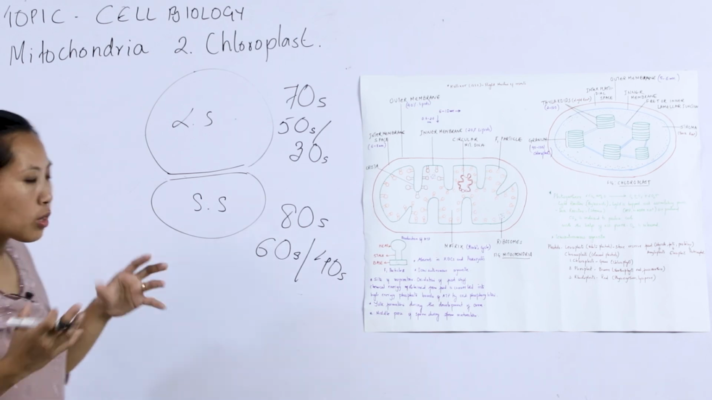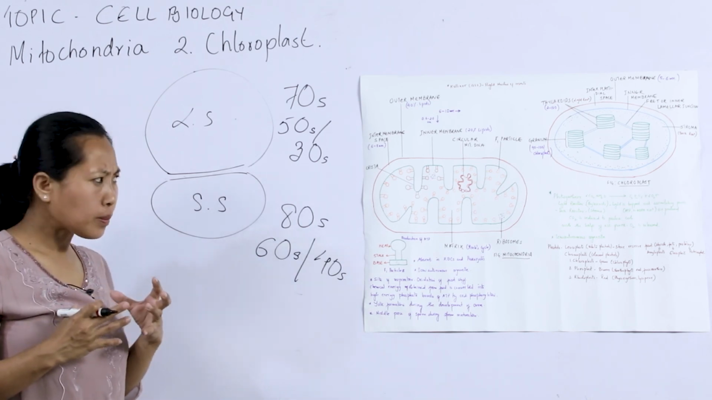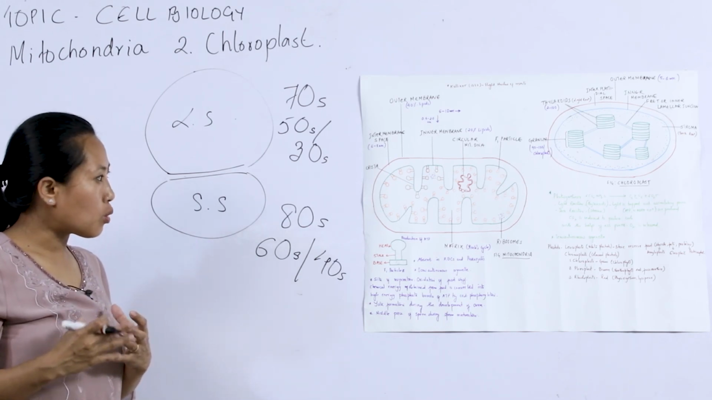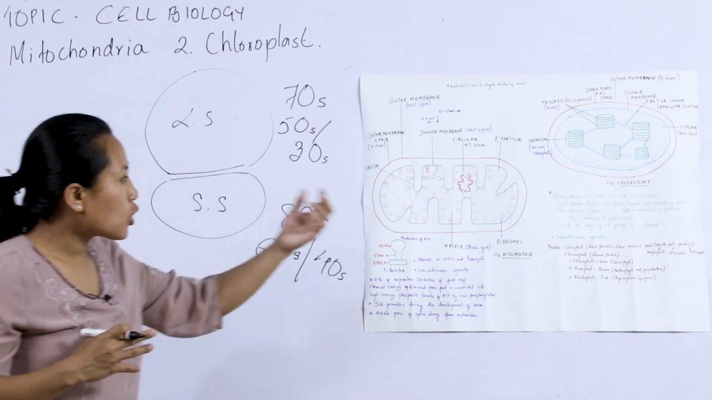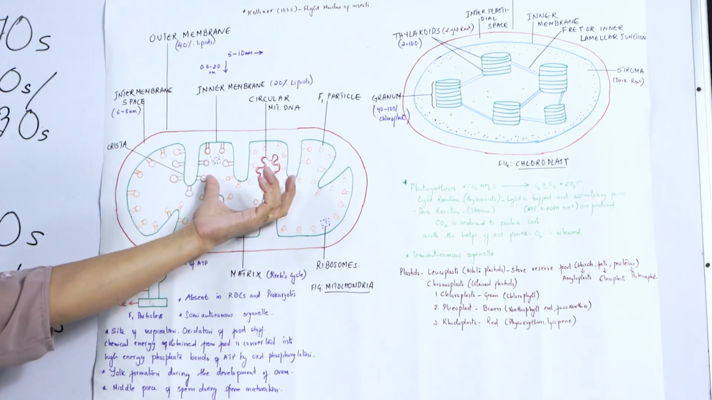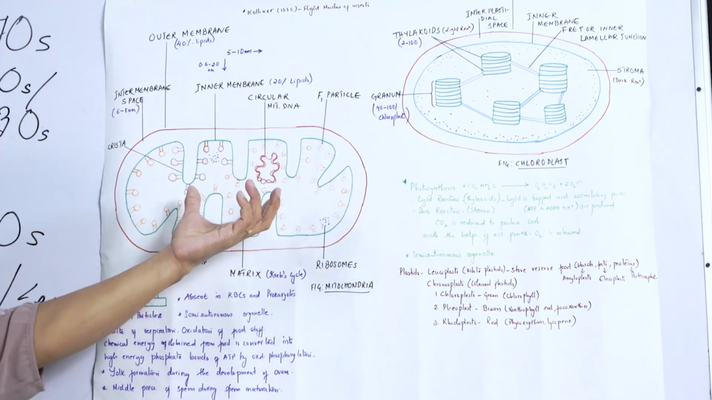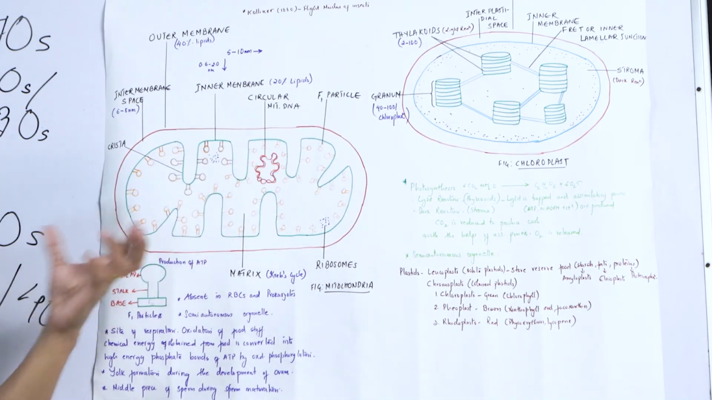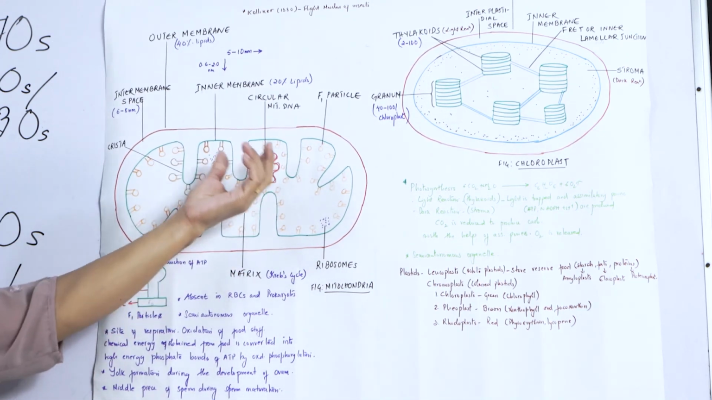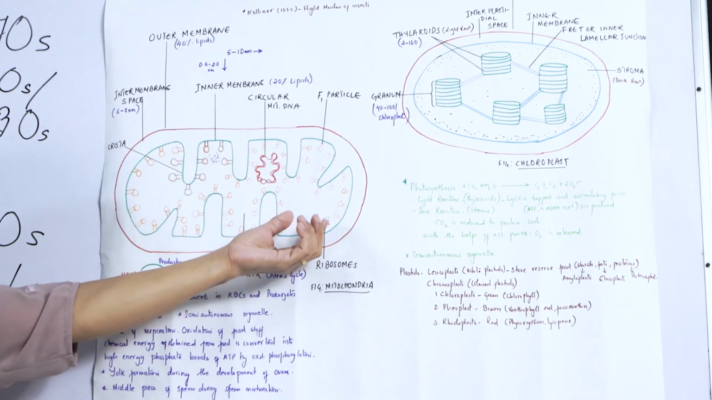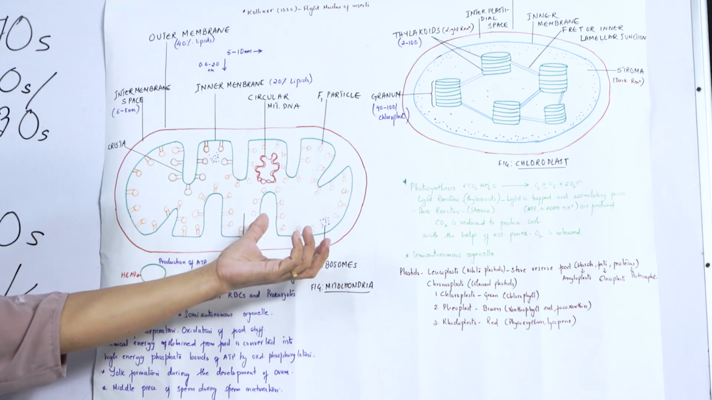The information for the type of proteins or enzymes to be synthesized is coded by the DNA. In these two cell organelles, chloroplast and mitochondria, the type of enzymes and proteins required by the organelle is coded by the DNA and taken to the ribosomes, which are the sites of protein synthesis.